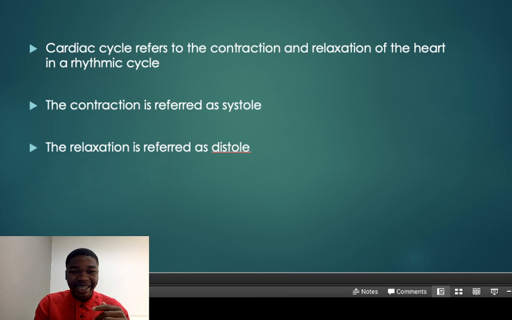Now let's look at the cardiac cycle. The cardiac cycle refers to the contraction and the relaxation of the heart in a rhythmic cycle. Remember that contraction means the blood vessels are becoming smaller. Then the relaxation is when they are widening or opening up. So that creates a rhythmic cycle. The contraction is also referred to as systole. The relaxation is also referred to as diastole. I hope it makes sense.